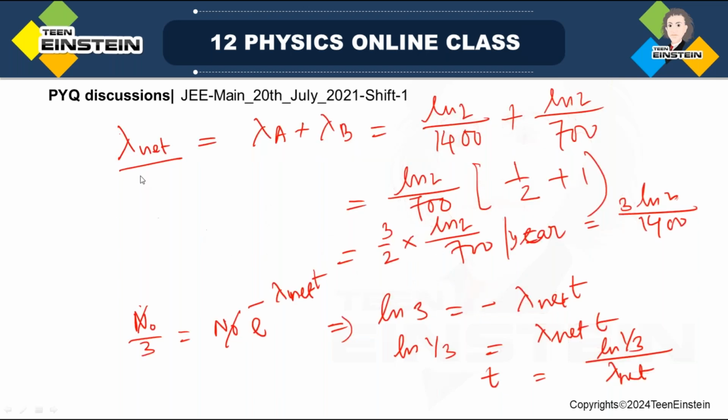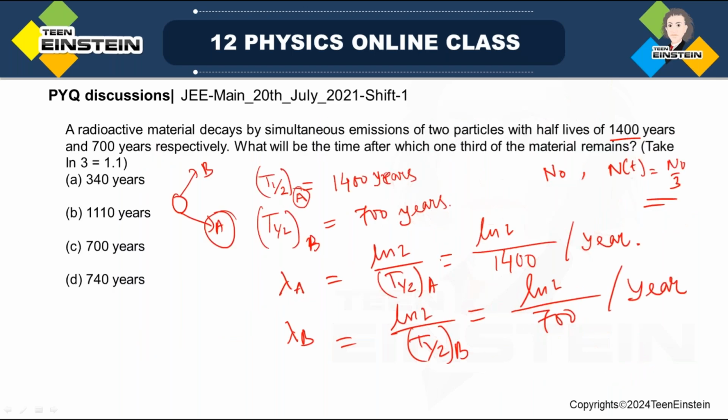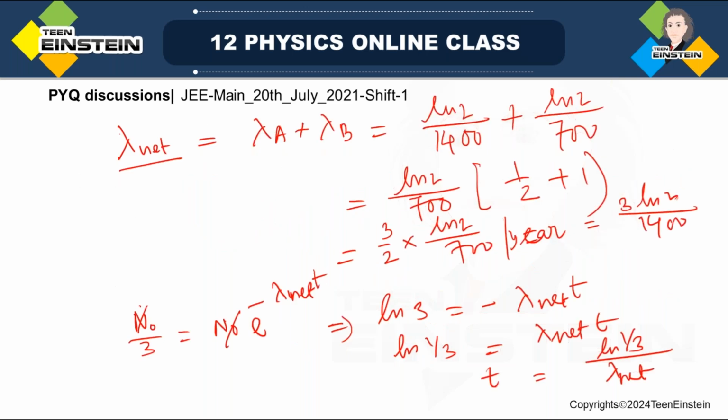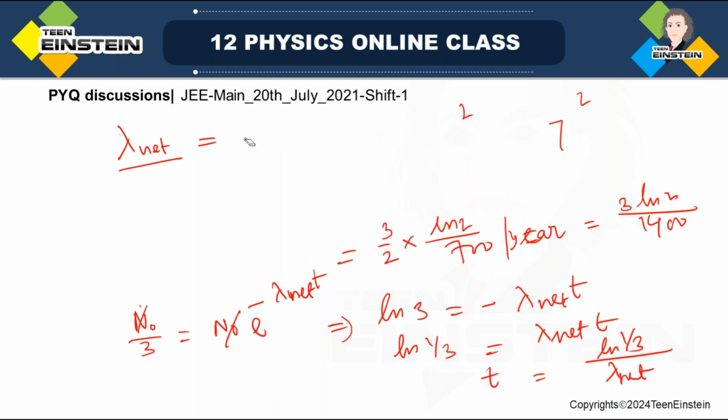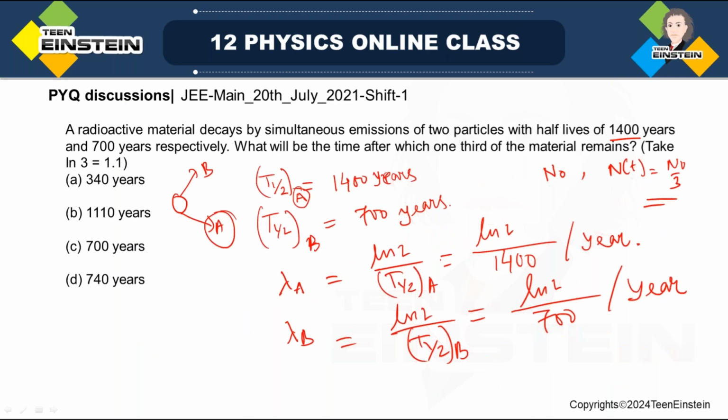Okay, so I have got the expression for the time t. The time required is ln 1/3 divided by lambda net. If we put in these values, one more piece of information is given, that ln3 can be taken as 1.1. So that information we will be able to use here.